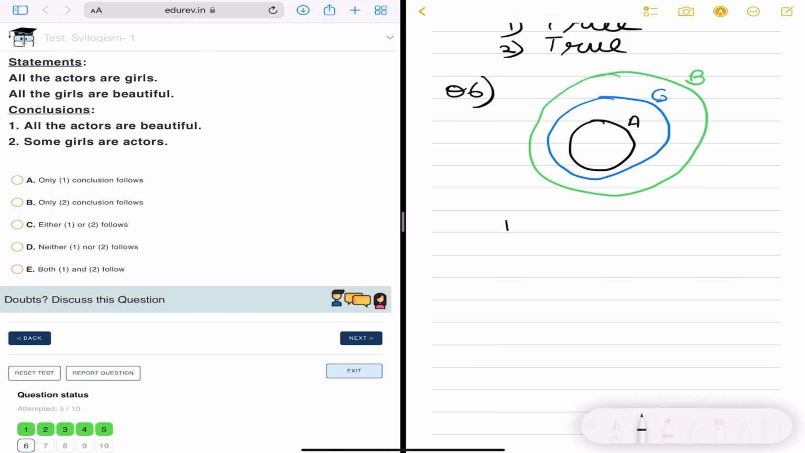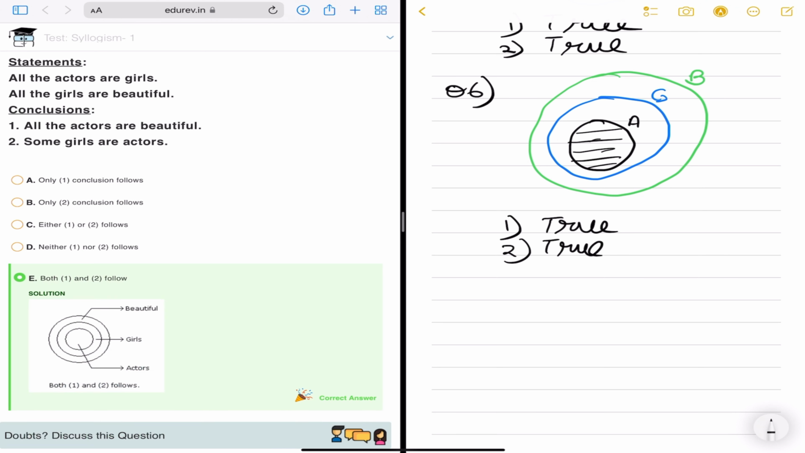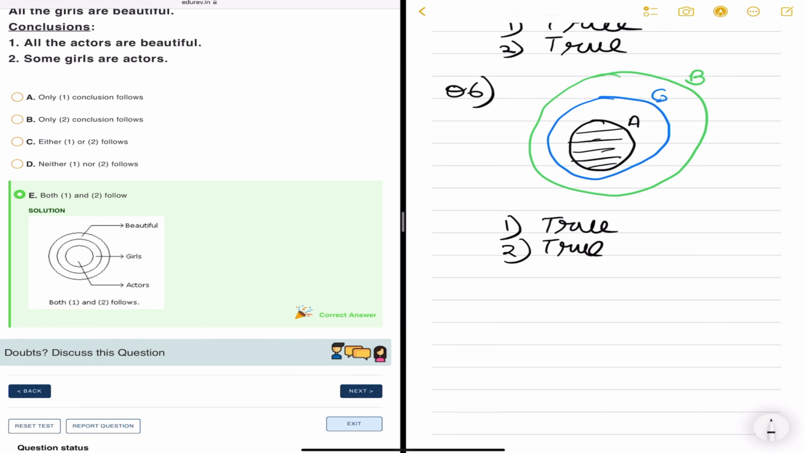Conclusion 1 states that all the actors are beautiful. Because all the actors are girls and all the girls are beautiful, with the transitive property, conclusion 1 is true. Conclusion number 2 states that some girls are actors. As you can see, some of the girls are actually actors. This is our part. Therefore, the second statement is also true. So here our answer will be both 1 and 2 follow, which is option E. As you can see from the Venn diagram, both of these conclusions follow.